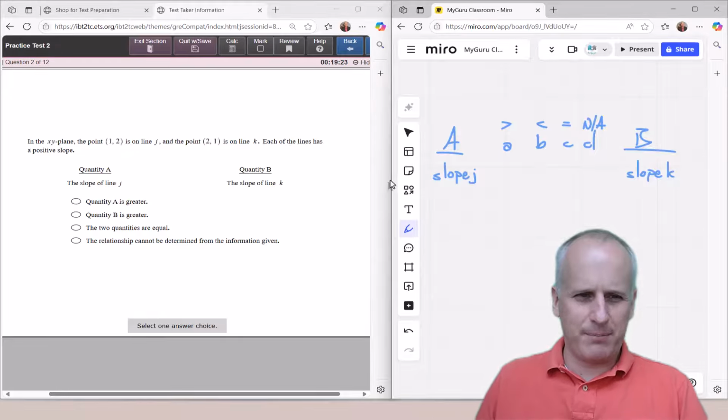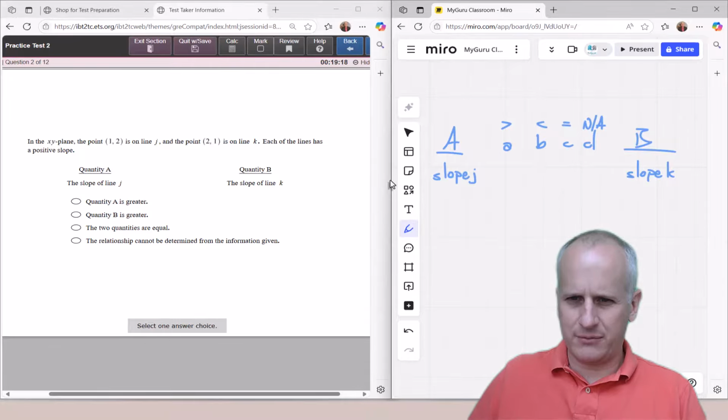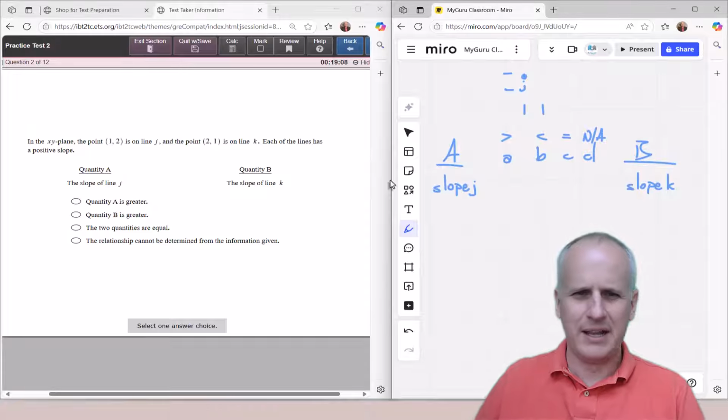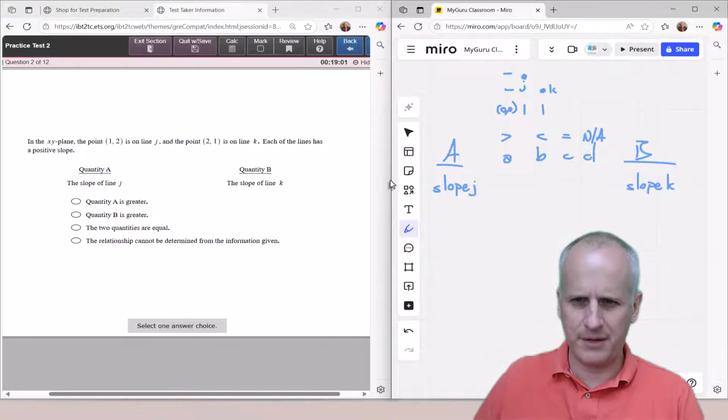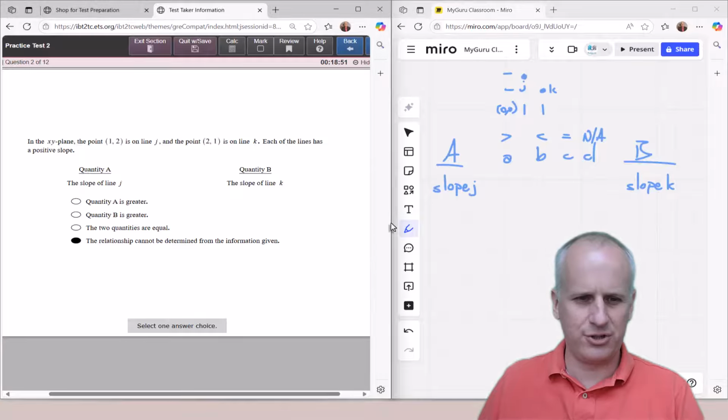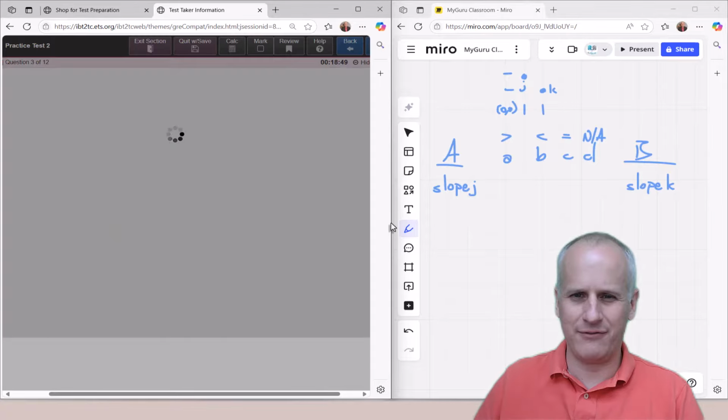It says in the XY plane, the point 1, 2 is on line J. Okay, so we'll just have 1, 2 here. So 1, 2, that's going to be the point on line J here. I'll scroll up just a little bit. And then 2, 1 is going to be on line K, if this were the origin here, and we'll just say 0, 0. I just have 1 point for each of these lines. I have absolutely no idea how they relate to each other. So that means that I can't determine what the relationship is. I'll select that and I'll move on very briskly.